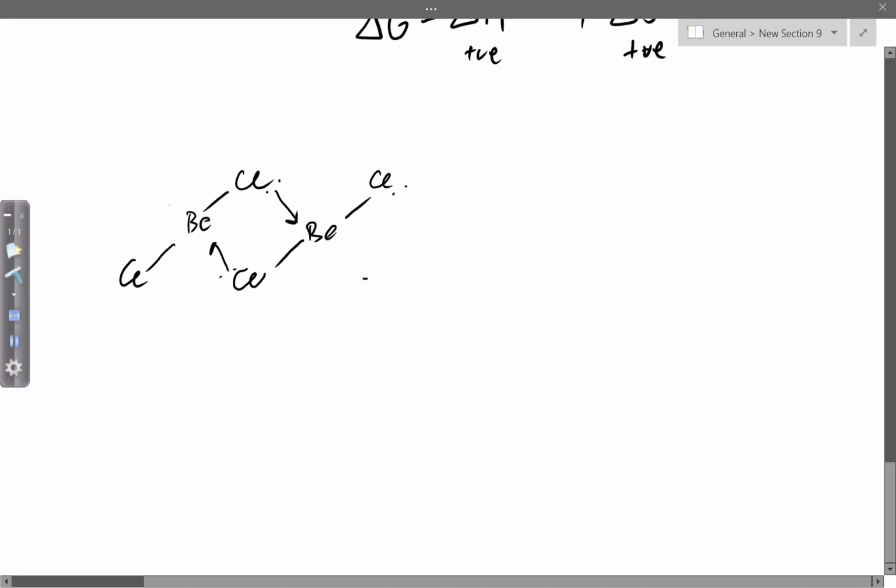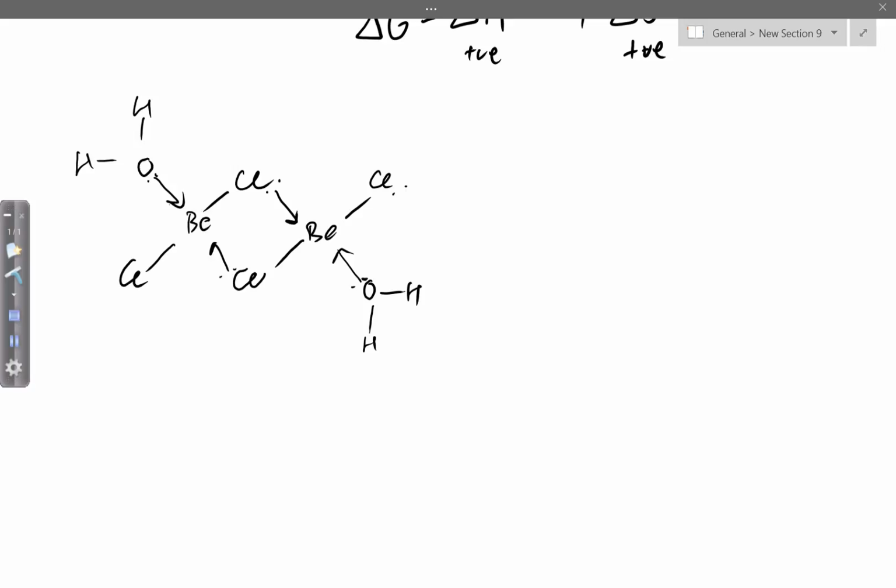And remember, I have two H2O, correct? So what does the H2O do? Remember, oxygen got lone pair. So you can donate to this Be, or the other oxygen donate to this Be. So everything achieves octet configuration. So it's stable. Right, so this is how you draw your Be2Cl4 H2O2.